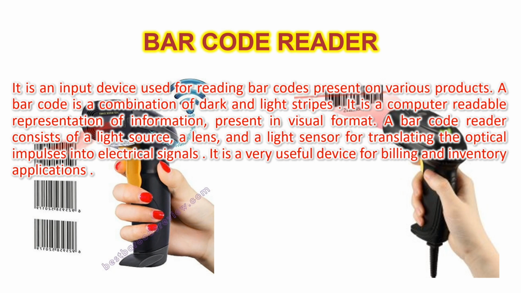A barcode is a combination of dark and light strips. It is a computer readable representation of information present in visual format. A barcode reader consists of a light source, a lens, and a light sensor for translating the optical impulse into electrical signal. It is a very useful device for billing and inventory application.